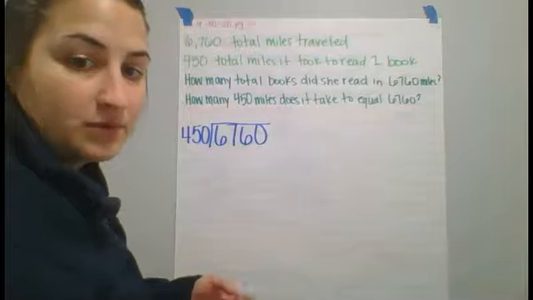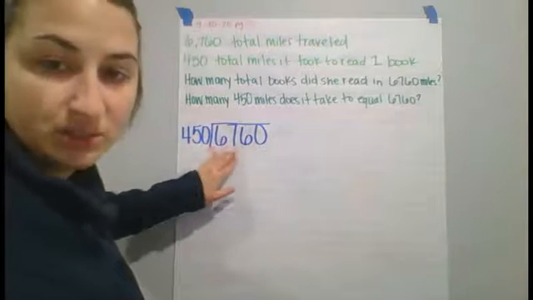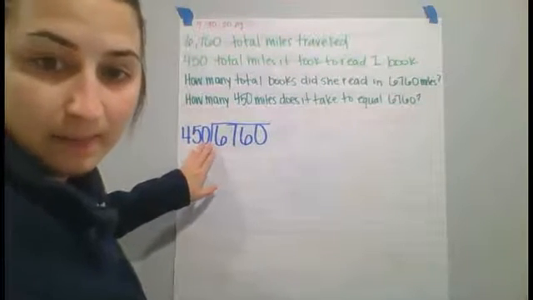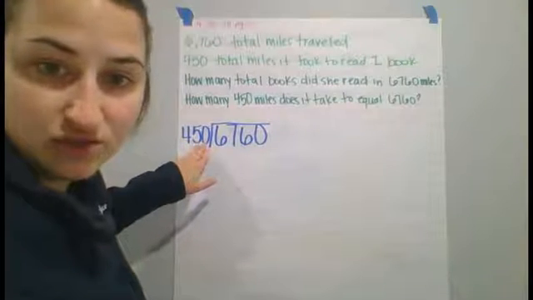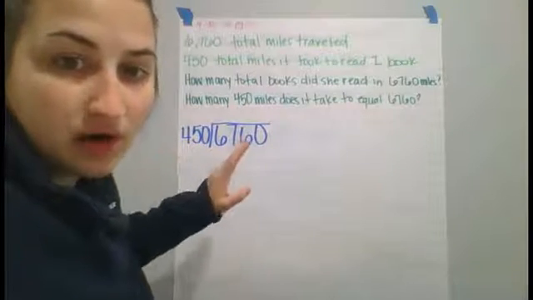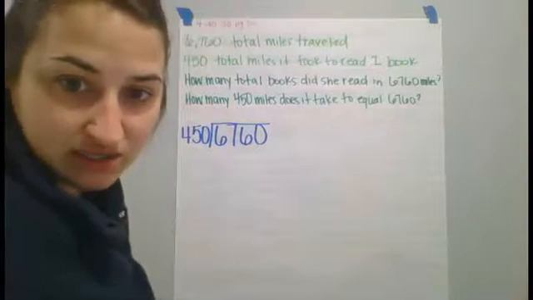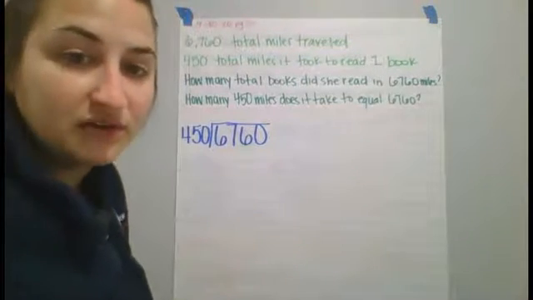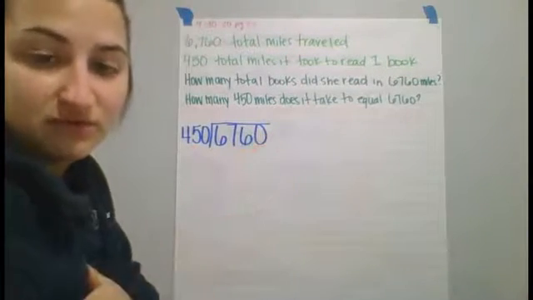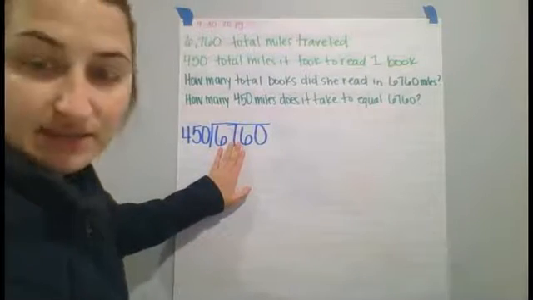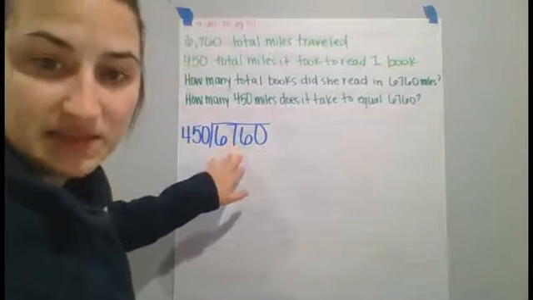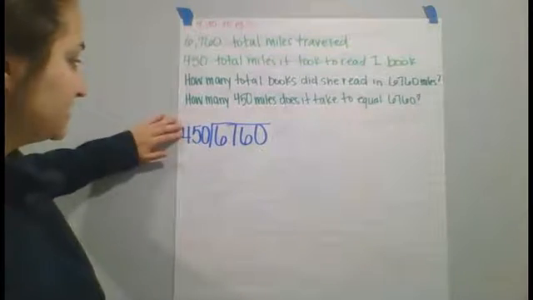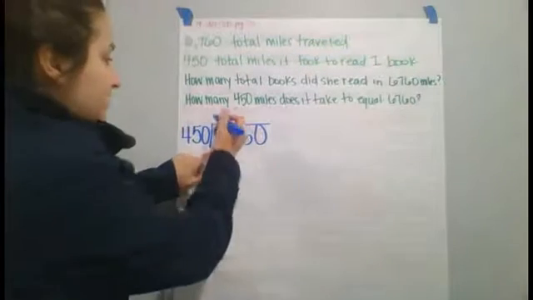because remember how I said we want to figure out what is realistic. If we take these two numbers and multiply them together, if she's on an airplane flying from New York to Japan, is it realistic that she's going to be reading thousands and thousands of books? Probably not. So we want to figure out how many equal groups of 450 we can make out of 6,760 because that's going to be more realistic. So we want to ask ourselves, can 450 go into 6? And we know it cannot.